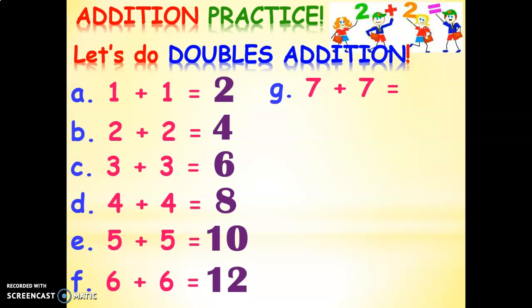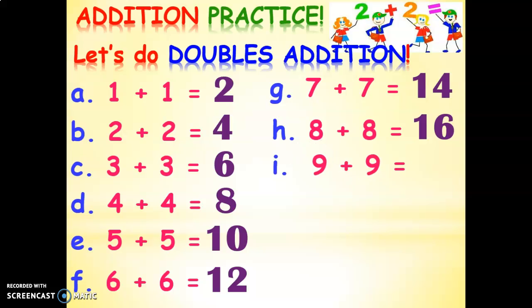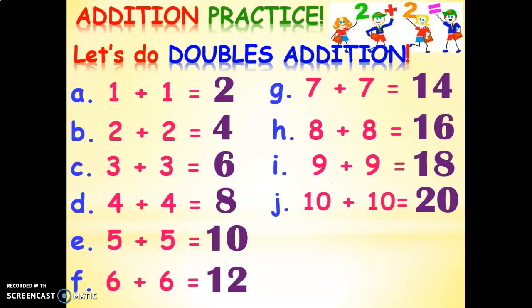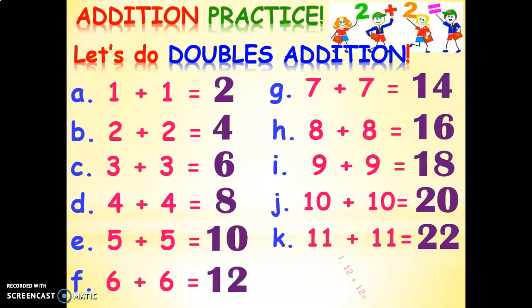Letter G, what is 7 plus 7? The answer is 14. For letter H, 8 plus 8 equals 16. Letter I, 9 plus 9 is 18. Letter J, 10 plus 10 is equal to 20. Letter K, 11 plus 11 equals 22. And for the last doubles, 12 plus 12 equals 24. Again, this is just an easy practice to help you whenever you have to add numbers.